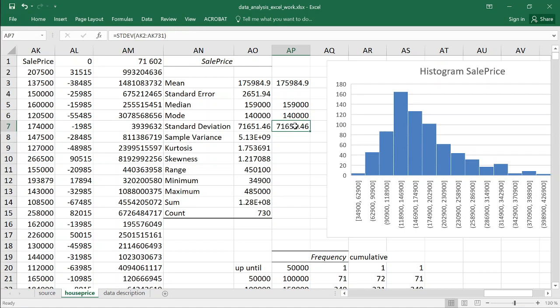But that's due to a reason which I will explain later in a video on the properties of estimates from a sample. For the time being, we should remember that the standard deviation is a measure for the dispersion of the data around its mean, and it is measured in the same units as the original data, in this case dollars. A further interpretation will be provided in the video on the rules of thumb.